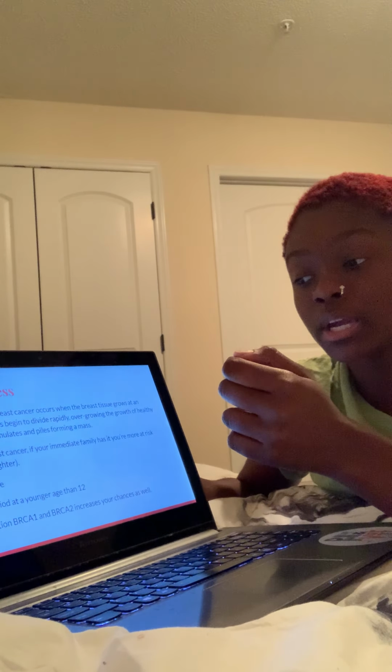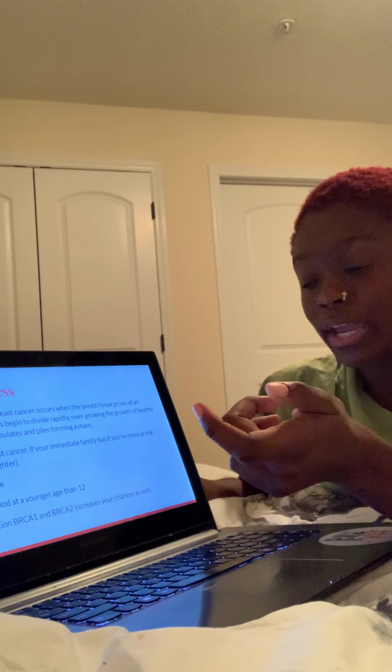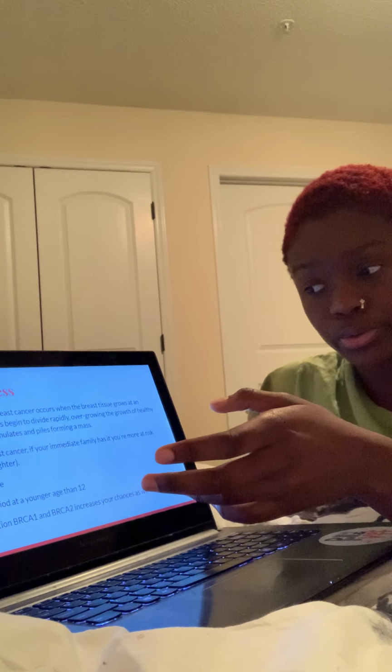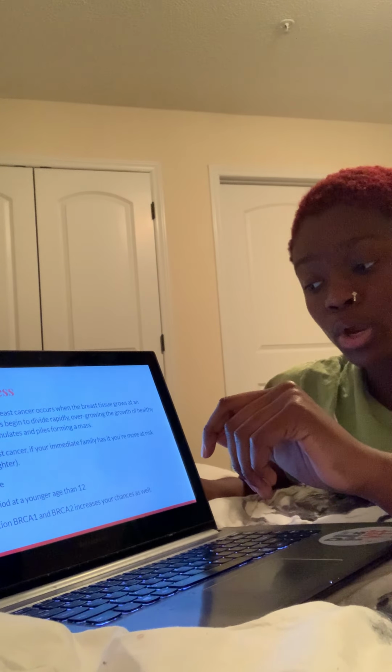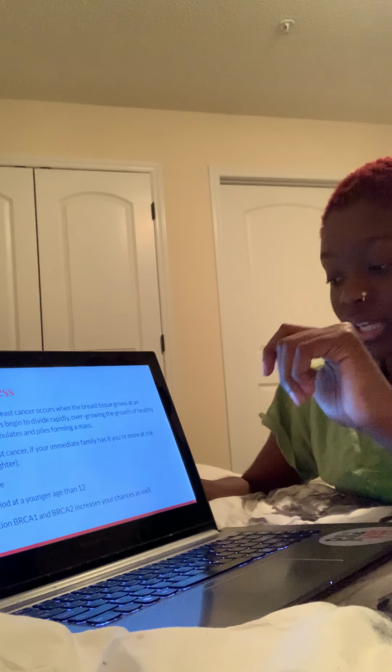Radiation exposure, getting your period at a younger age, younger than 12 years old, and also the gene mutations BRCA1 and BRCA2 also increase your chances of getting breast cancer as well.